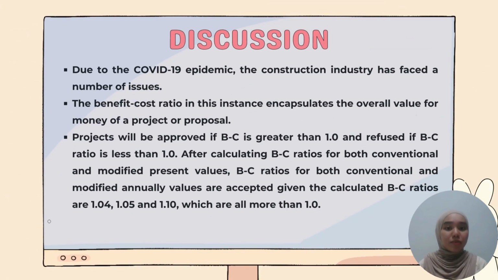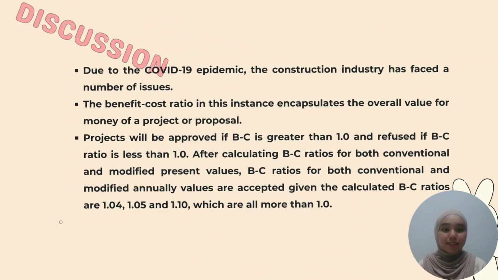Due to the COVID-19 epidemic, the construction industry has faced a number of issues. The benefit-cost ratio in this instance encapsulates the overall value for money of a project or proposal. Projects will be approved if the BC ratio, which is the benefit-cost ratio, is greater than 1, and refused, which is rejected, if the BC ratio is less than 1. After calculating BC ratios for both conventional and modified present values, and BC ratios for both conventional and modified annual values, they are accepted, given the calculated BC ratios are 1.04, 1.05, and 1.10, which are all more than 1.